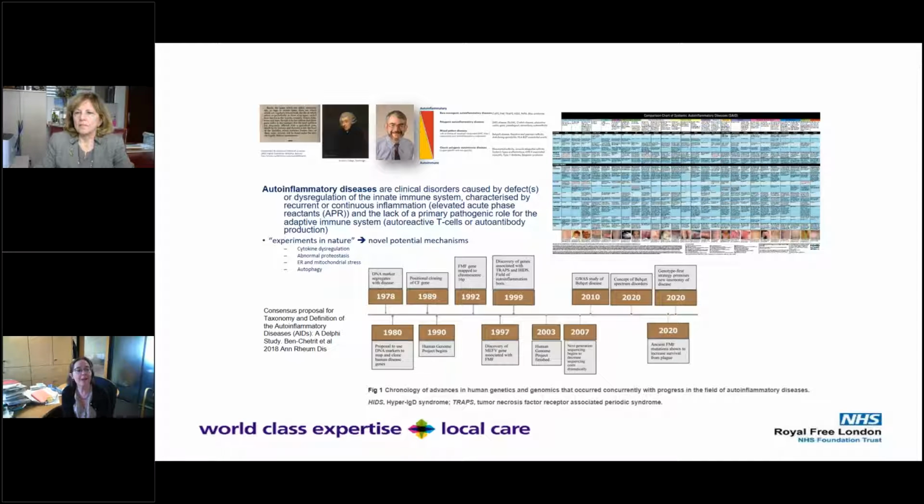These have been incredibly informative experiments in nature, which have led to understanding of the role of cytokine dysregulation in disease in general, the role of abnormal proteostasis, ER and mitochondrial stress, and autophagy. Although they aren't purely monogenic diseases, the majority of the ones which have been very informative, and those first found, have been monogenic. The field of autoinflammation has exploded in line with the explosion in genetic diseases.